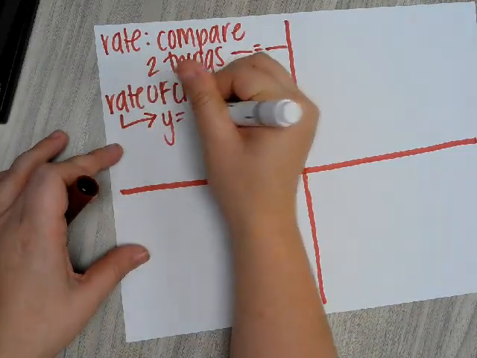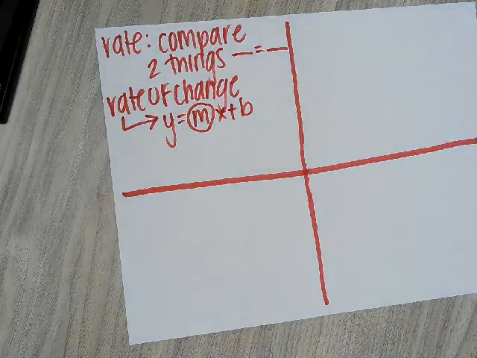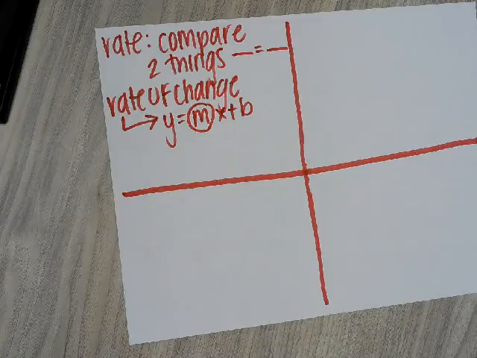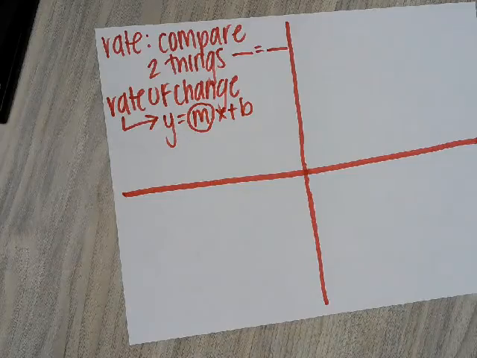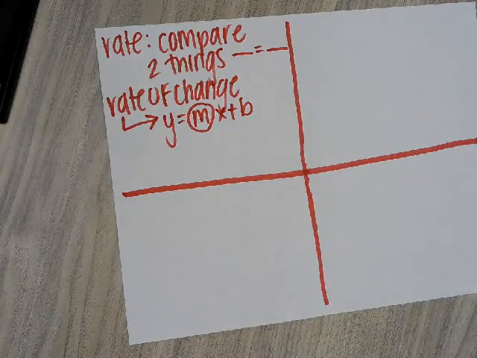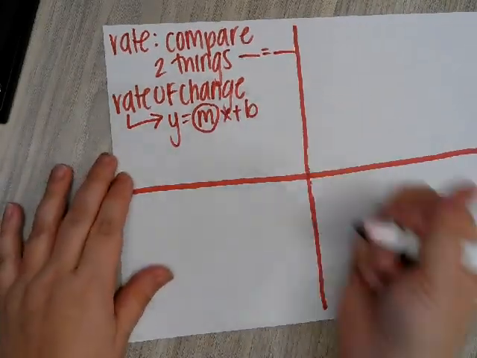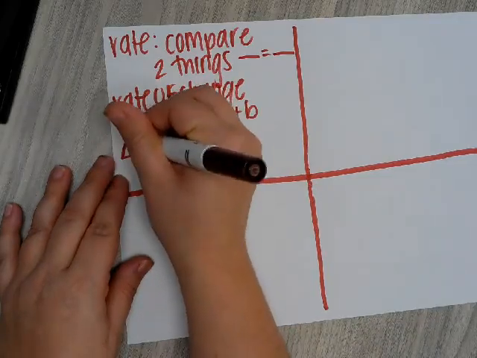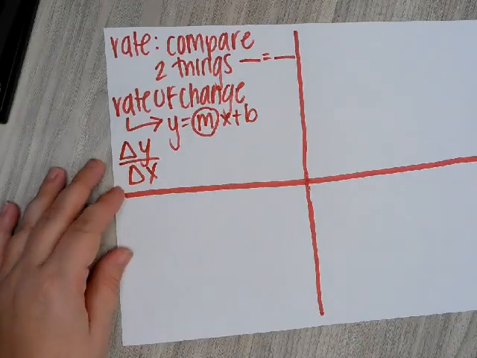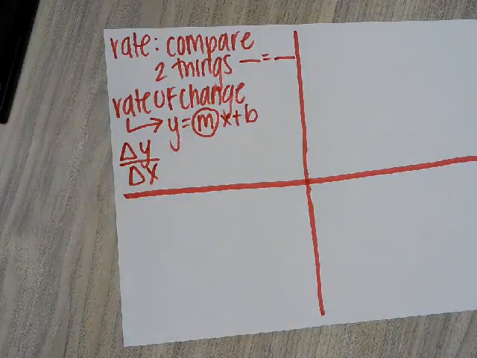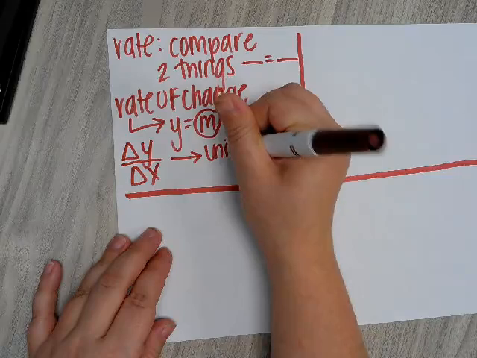Remember, that is the m in your equation y equals mx plus b. That is the same equation that's on your reference charts. So that's your slope-intercept form. Okay, but rate of change is just a fancy way of saying change in y over change in x. This is going to be your unit rate.